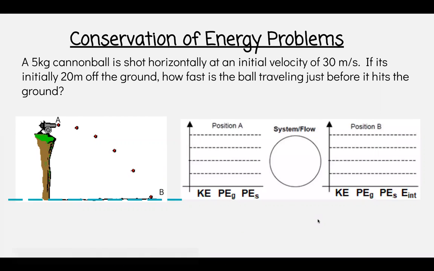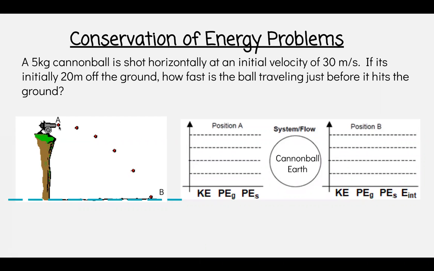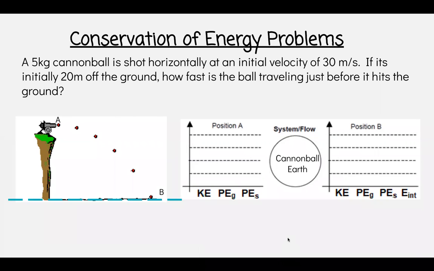My system is going to be the ball earth system. If you include the cannon, it's pretty much irrelevant. You can include the cannon or not, and it doesn't change the problem, because at point A, it is already outside of the cannon. Right? So we've got our reference line, our system, and then we identify the energies. At point A, there's both kinetic energy and gravitational potential energy because it is moving and above the ground.